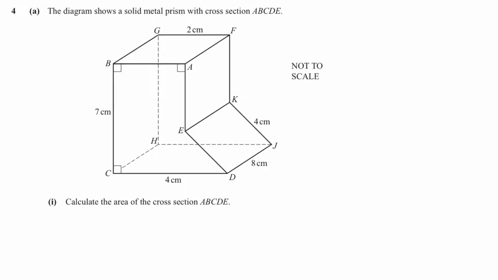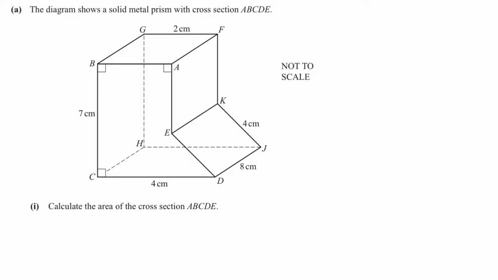Question number 4. So this is a mensuration question. Part A, the diagram shows a solid metal prism with cross section ABCDE. Calculate the area of the cross section ABCDE. This is a compound shape, so we'll first break it into two different shapes. Before that, we know that this side is 4. Now we'll draw a line here. So you have a rectangle and you have a triangle.